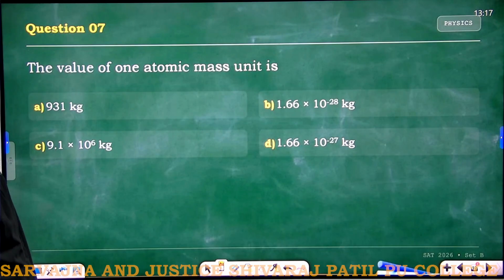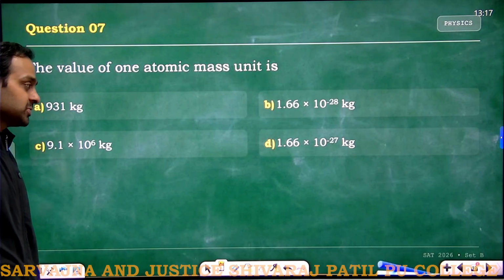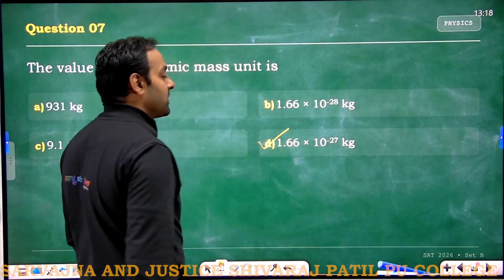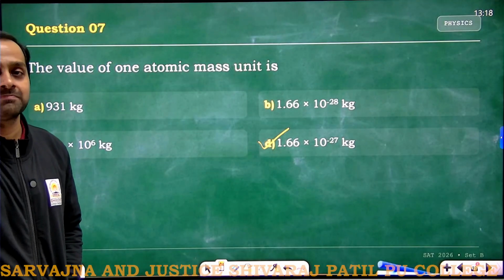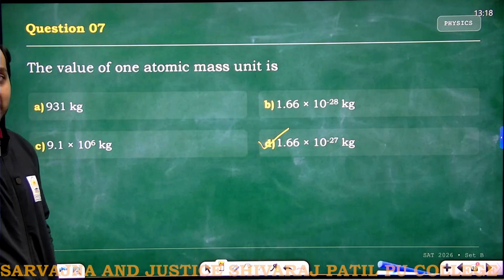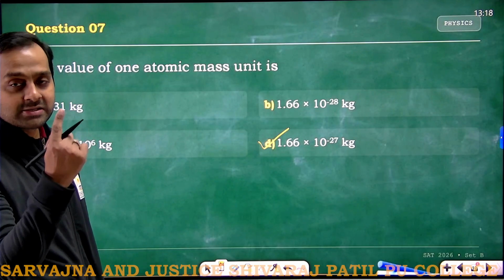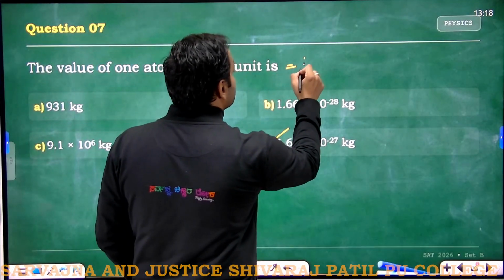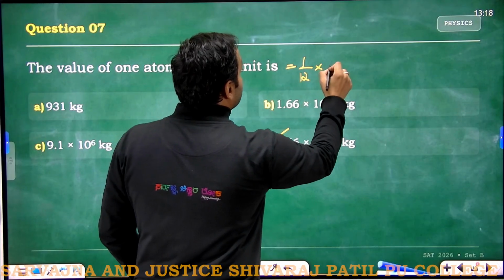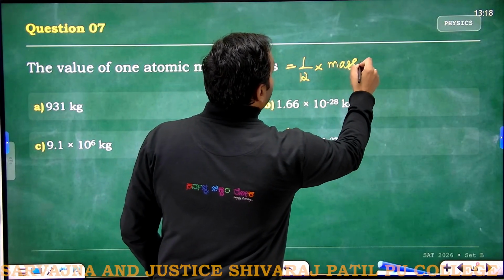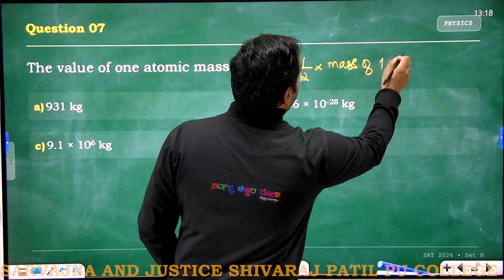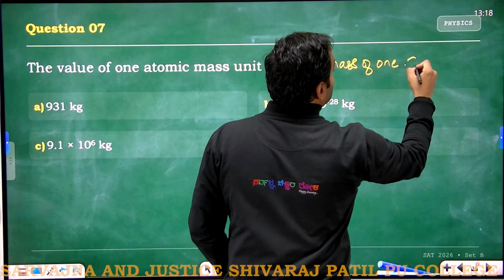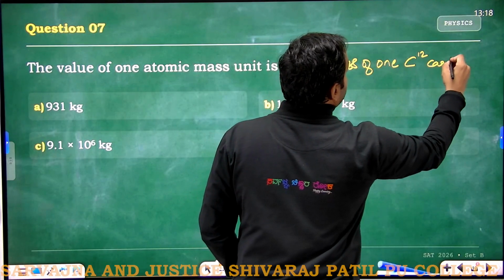This is a direct question. The value of one atomic mass unit, 1 u, will be 1.66 into 10 power minus 27 kg. This is 1 by 12th the mass of one C12 carbon atom. So 1 atomic mass unit is nothing but 1 by 12 multiplied by the mass of one C12 carbon atom.